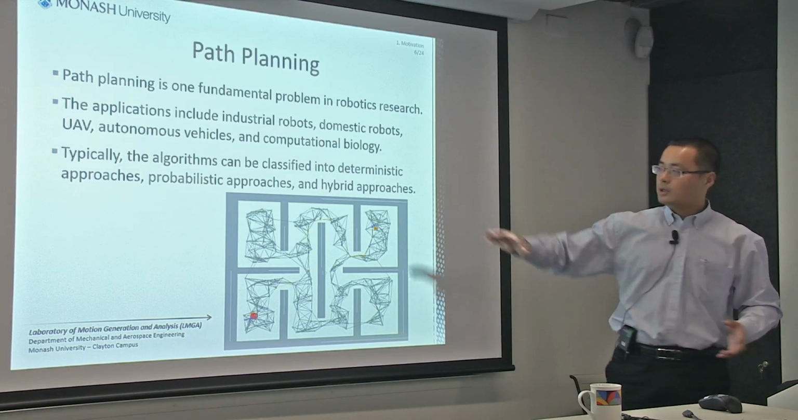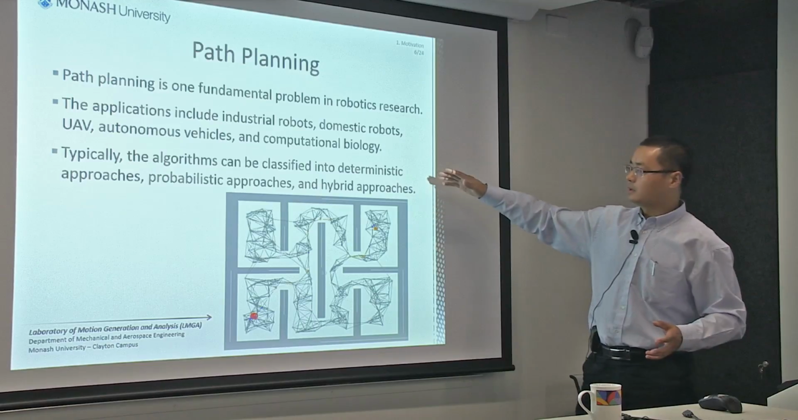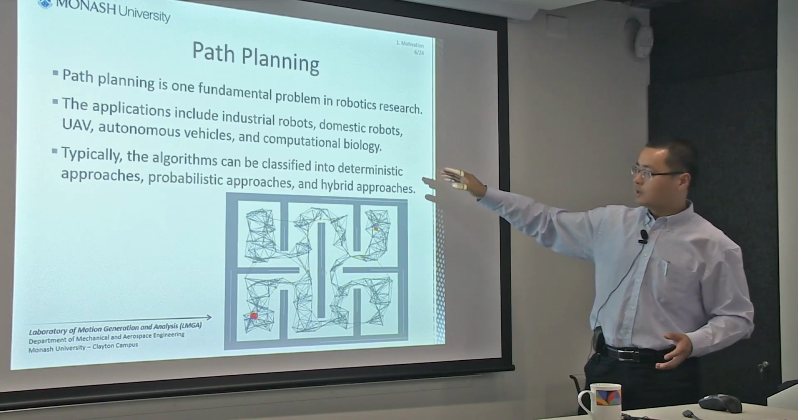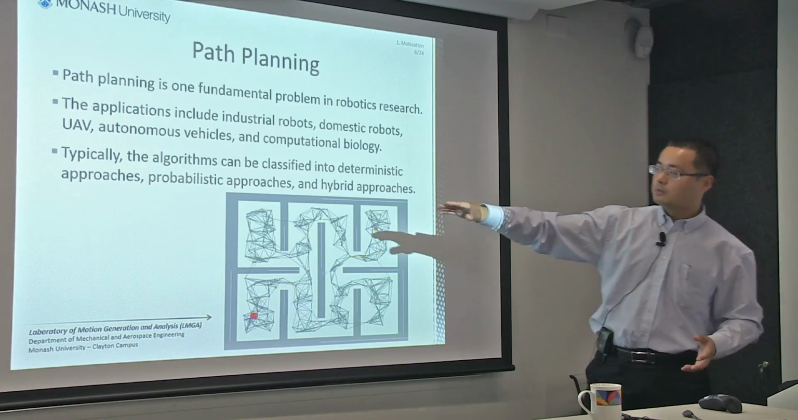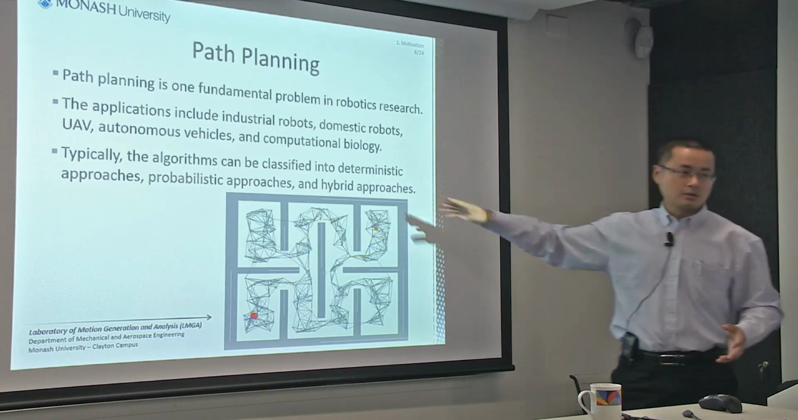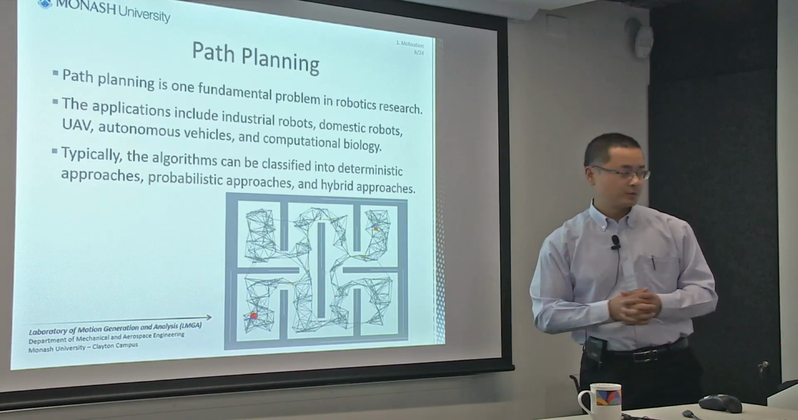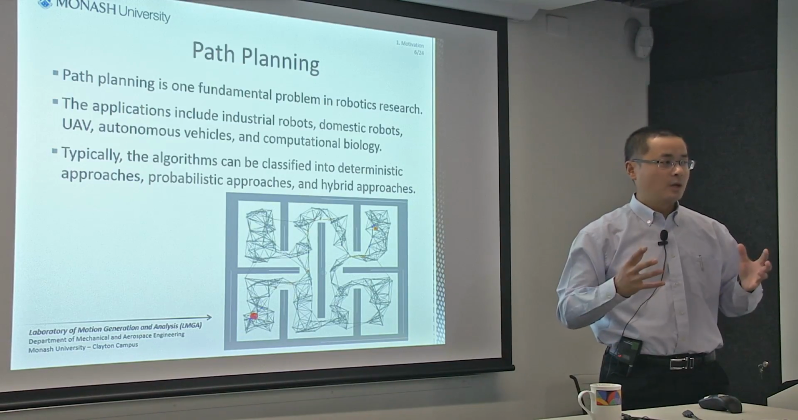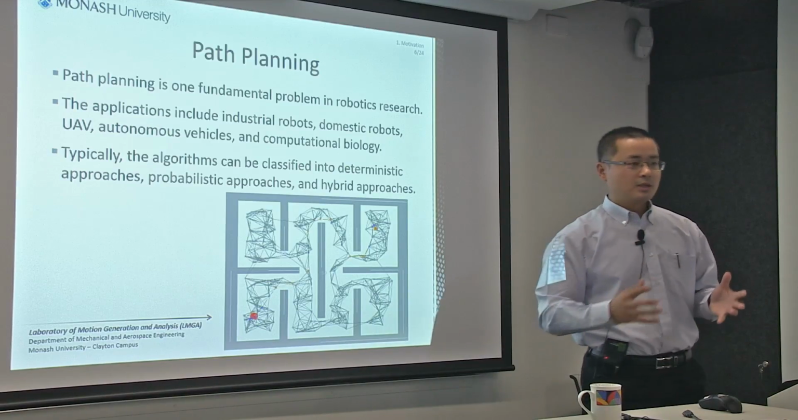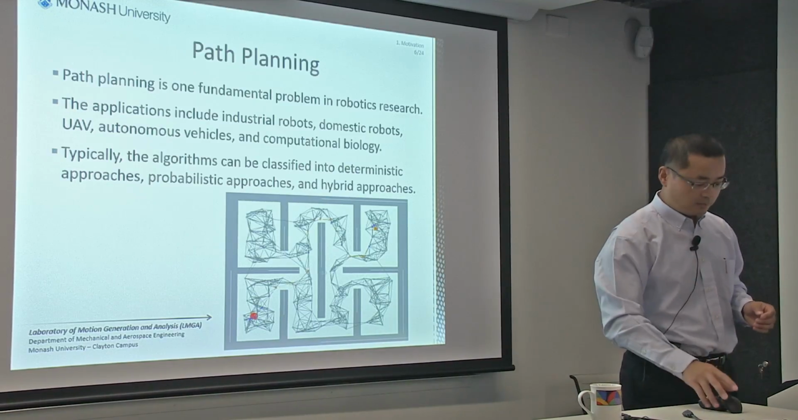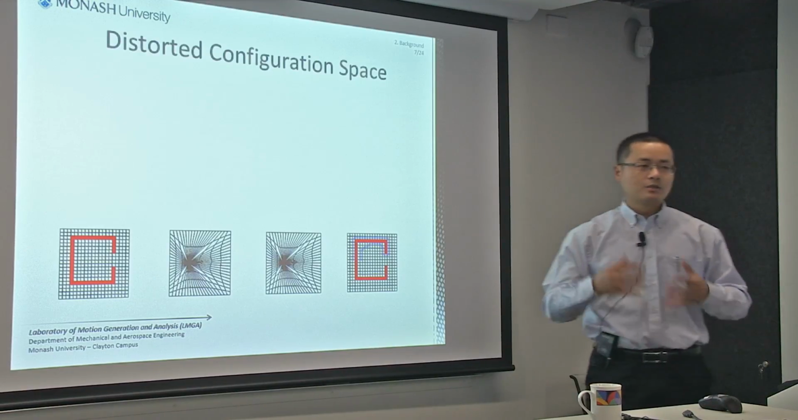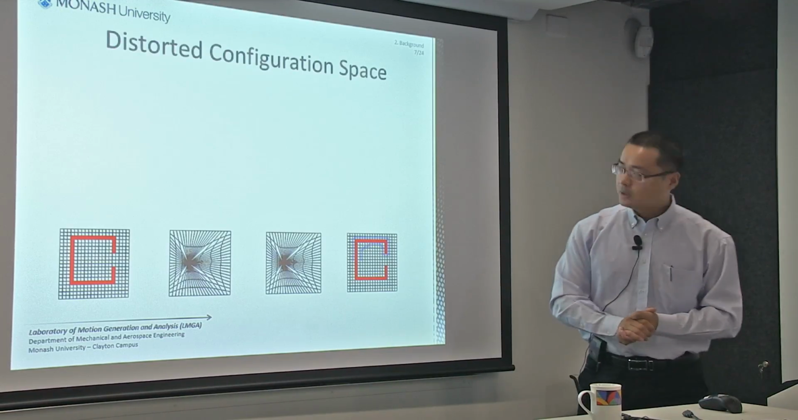Current methods have typically been classified into deterministic methods and probabilistic methods, and also the combination of these two. But we are thinking, can we create a more efficient method? So in the past few years, I developed this concept that is called distorted configuration space.